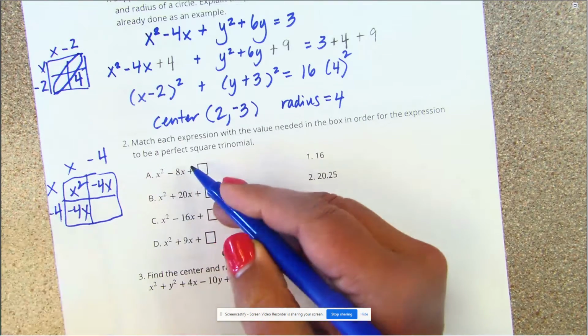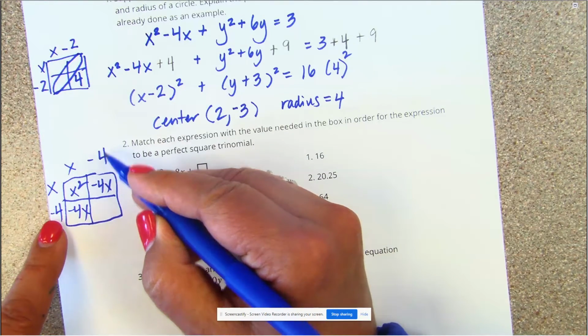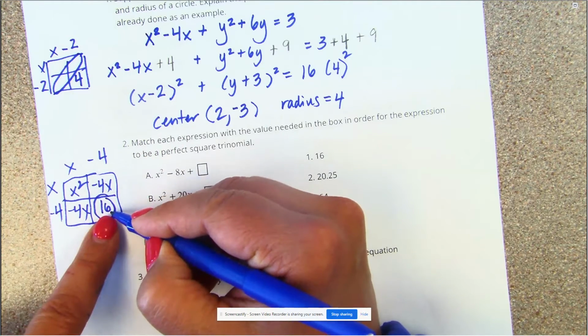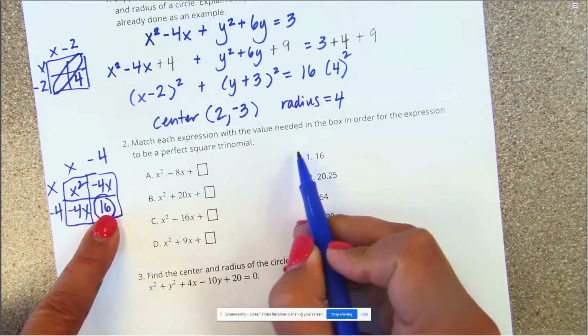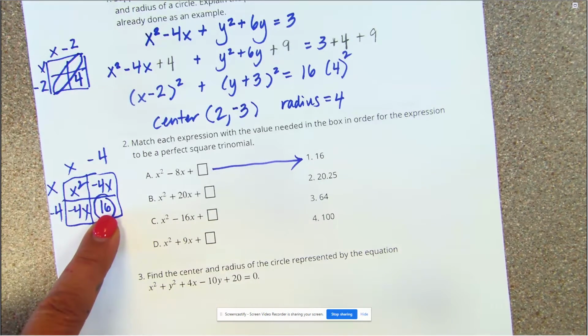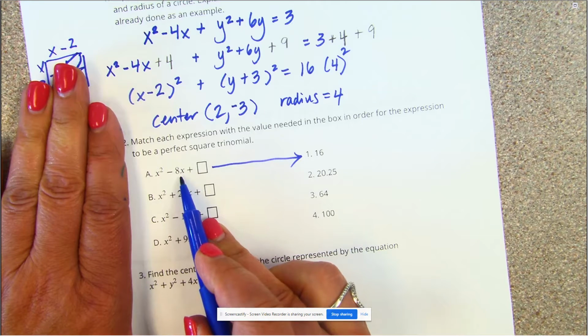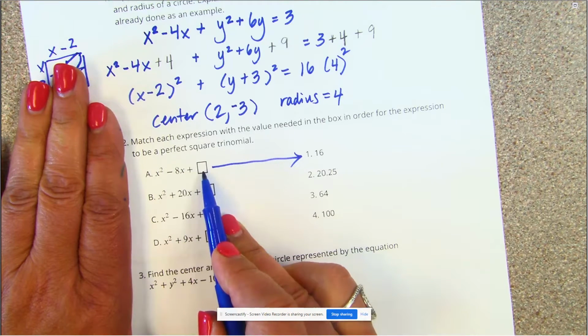Now, why do I make the box? Because now I can see that if I multiply those two, this is the number that I need. That would make it complete. So this needs to be 16. Now, how can you do it without the box? What's half of -8? -4. Square it, you get 16.